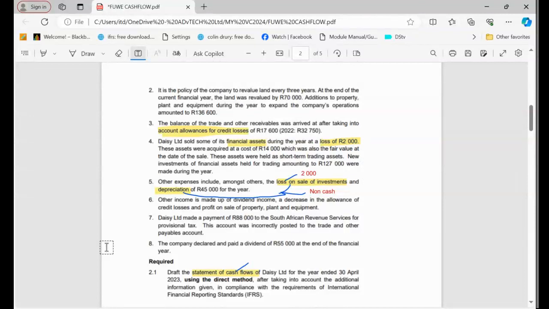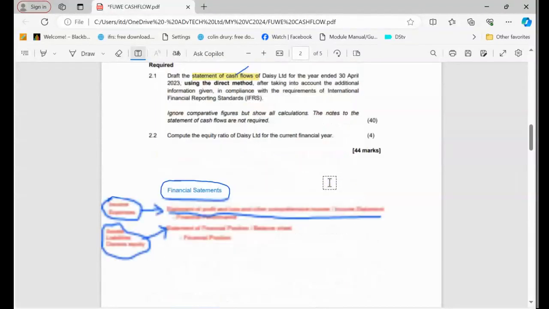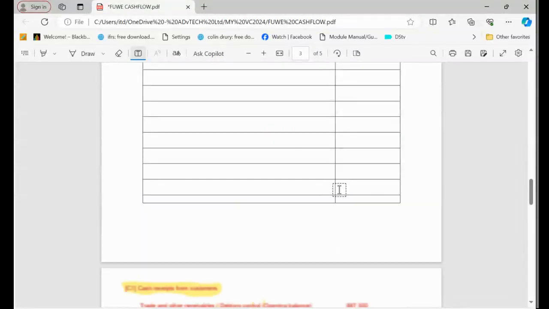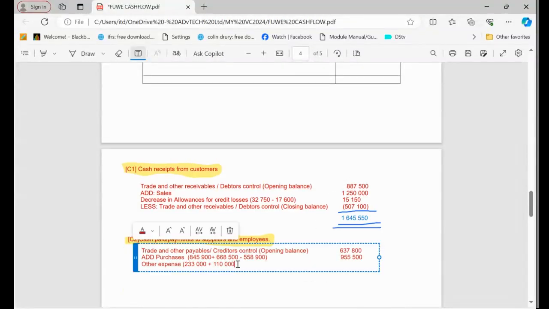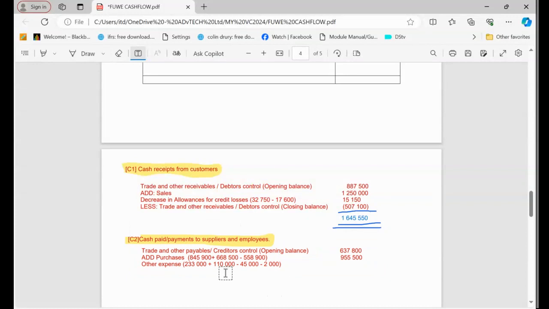We must go and minus 45,000 and minus 2,000. Does that make sense? And I hope you still understand why we have to minus them. Depreciation, because they are both non-cash. Non-cash, yes. Can you see now? Yes, I see.